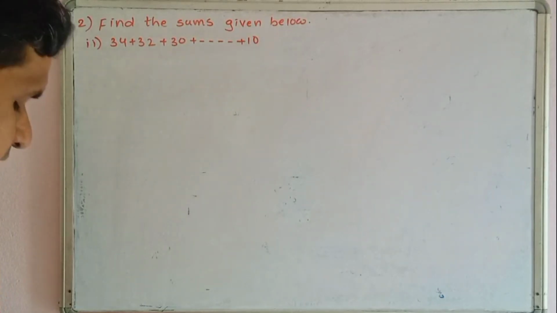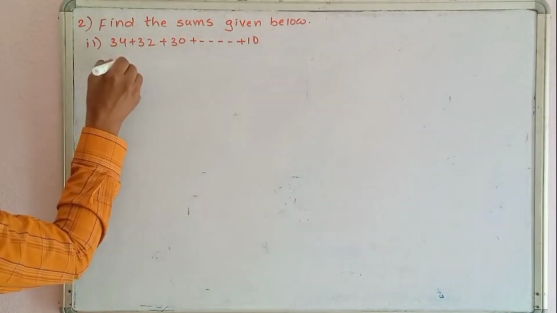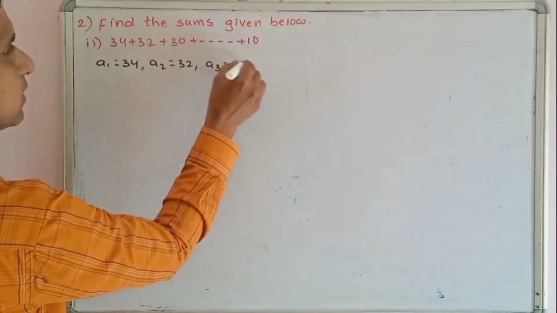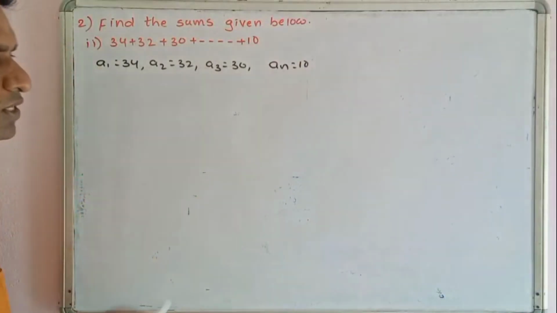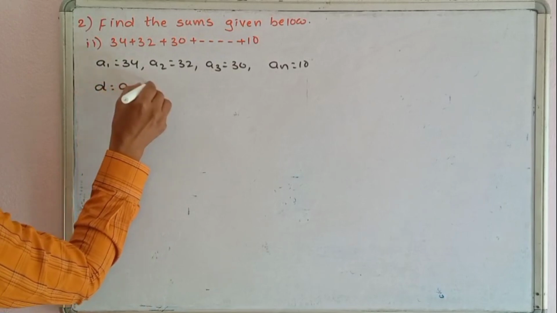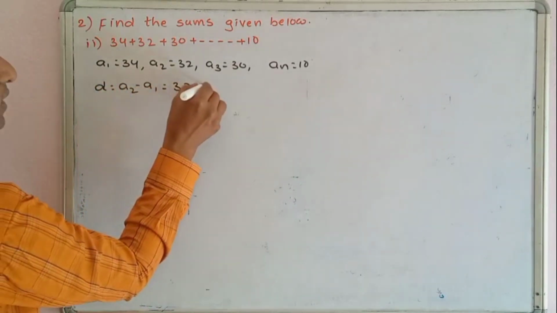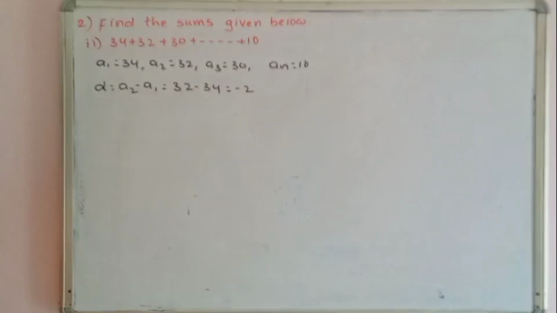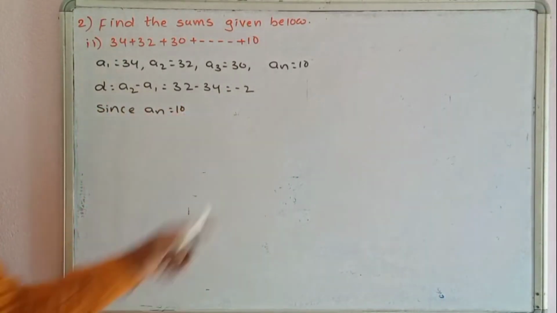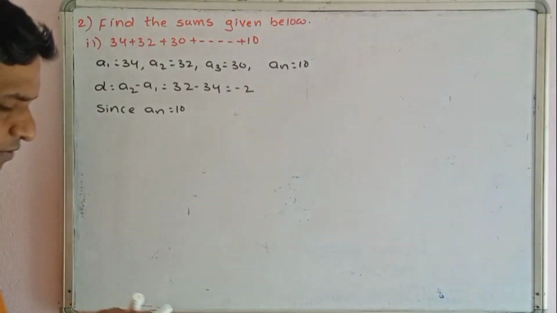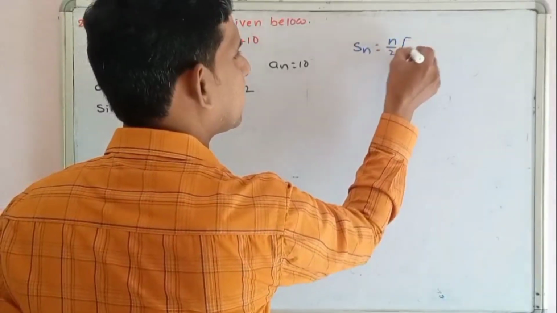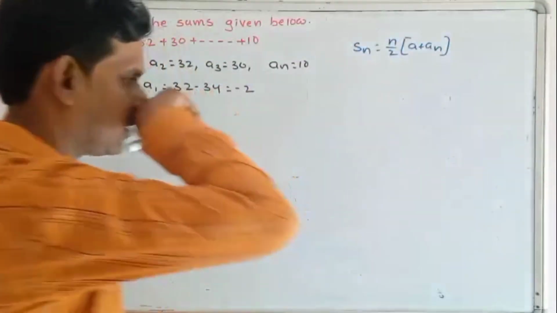10. Okay. See here, A1 equals 34, A2 equals 32, A3 equals 30, An equals 10. First find out the n value. So what is the common difference d? A2 minus A1, that is 32 minus 34 equals minus 2. Okay. Since an equals 10, first we will find the value of n. Okay. Why? The formula of Sn, the sum of n terms, is n by 2 into a plus an. So that's why we will find n first.